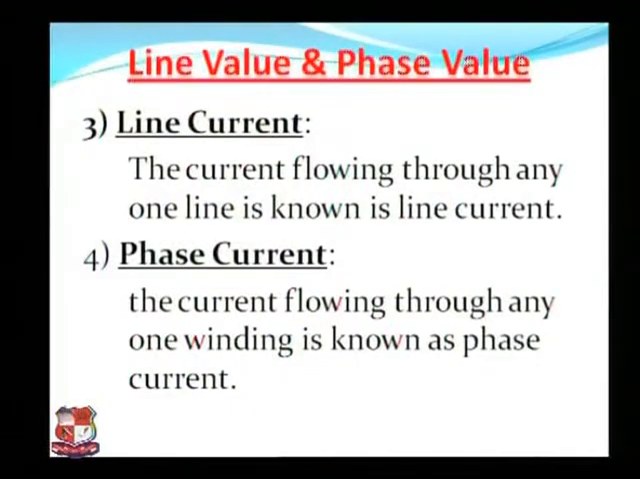Now again we go through line voltage, line current, phase voltage and phase current. This is just the definition. The line current is the current flowing through a particular line, that is IA flowing from the A line, IB flowing from the B line, and IC flowing from the C line. And the phase current is the current flowing through a particular phase, like R phase then IR, B phase then IB, and Y phase then IY.